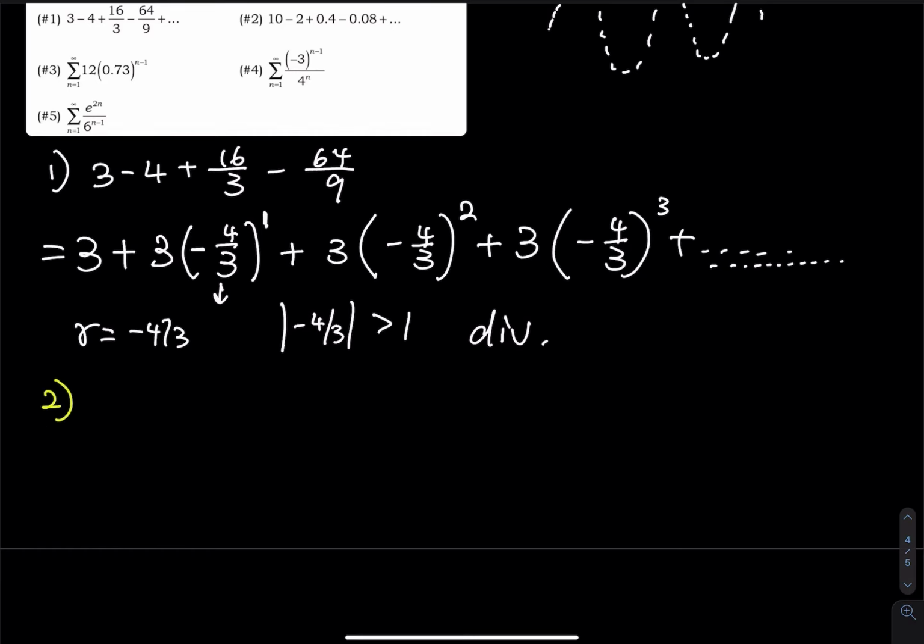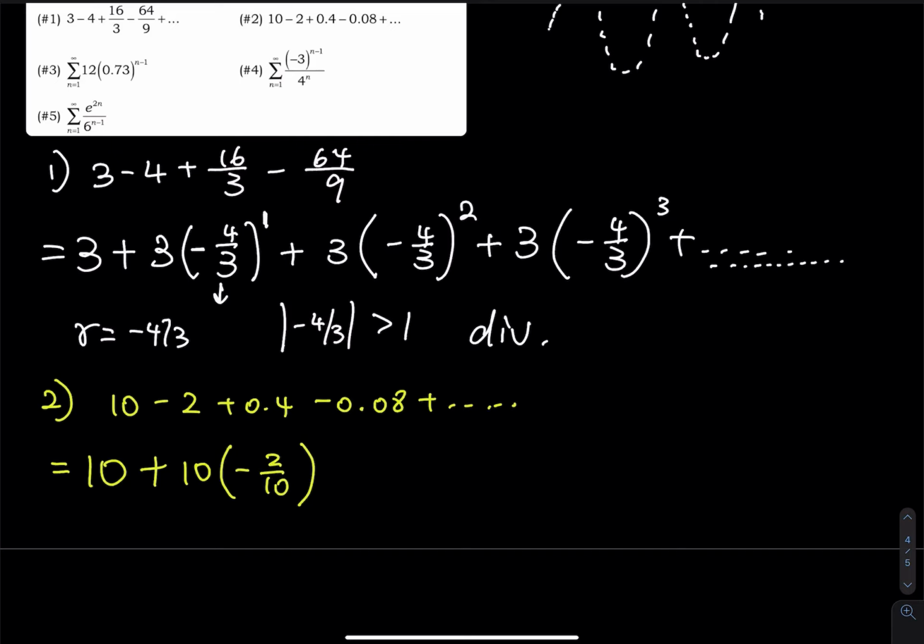10 minus 2 plus 0.4 minus 0.08 and then plus dot dot dot. The first term is 10, right? Okay. And then the next term, this must be a plus. You must start at 10. Tell me, 10 times what number equals negative 2? The answer is 10 times negative 2 divided by 10. Do not simplify the fraction. And then this must be raised to the first power. And then also 10 times what number raised to the second power equals 0.4.